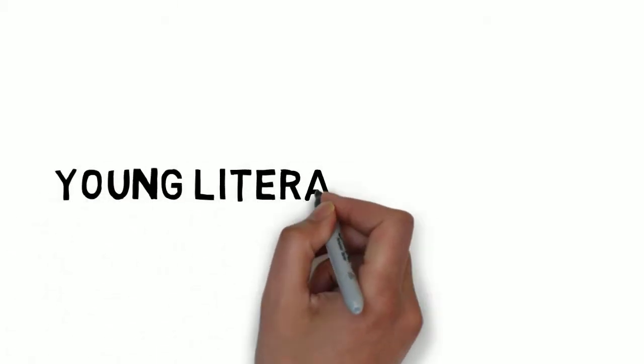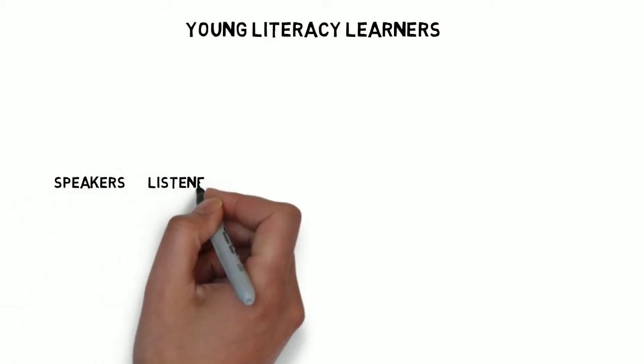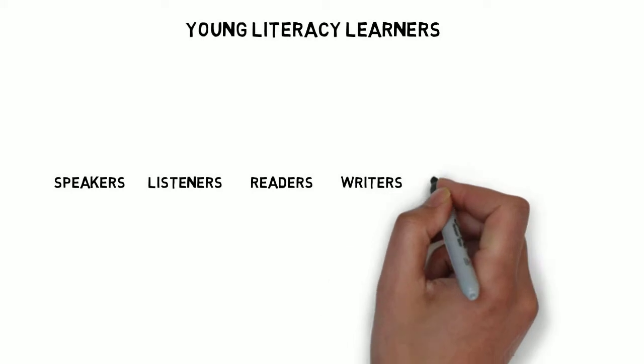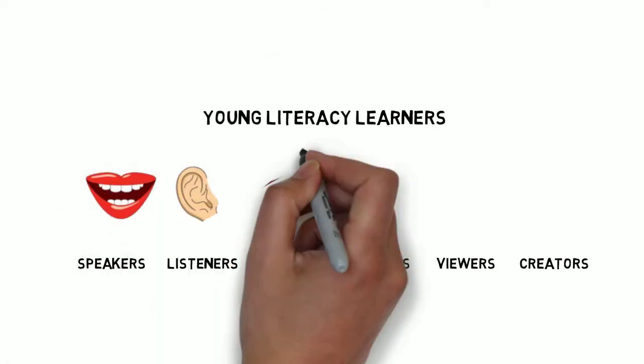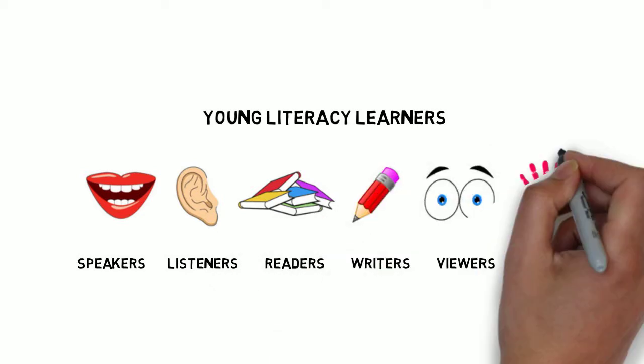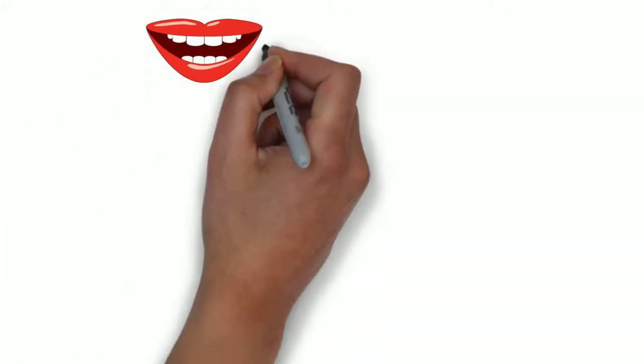We will now move to the second part of the digital photo story, where the following 8 slides will discuss young literacy learners themselves. As young literacy learners, children develop as speakers, listeners, readers, writers, viewers and creators. This sees learners comprehend text through receptive modes including listening, reading and viewing, and compose text through productive modes of speaking, writing and creating. As speakers, children communicate meaning to others through oral language.